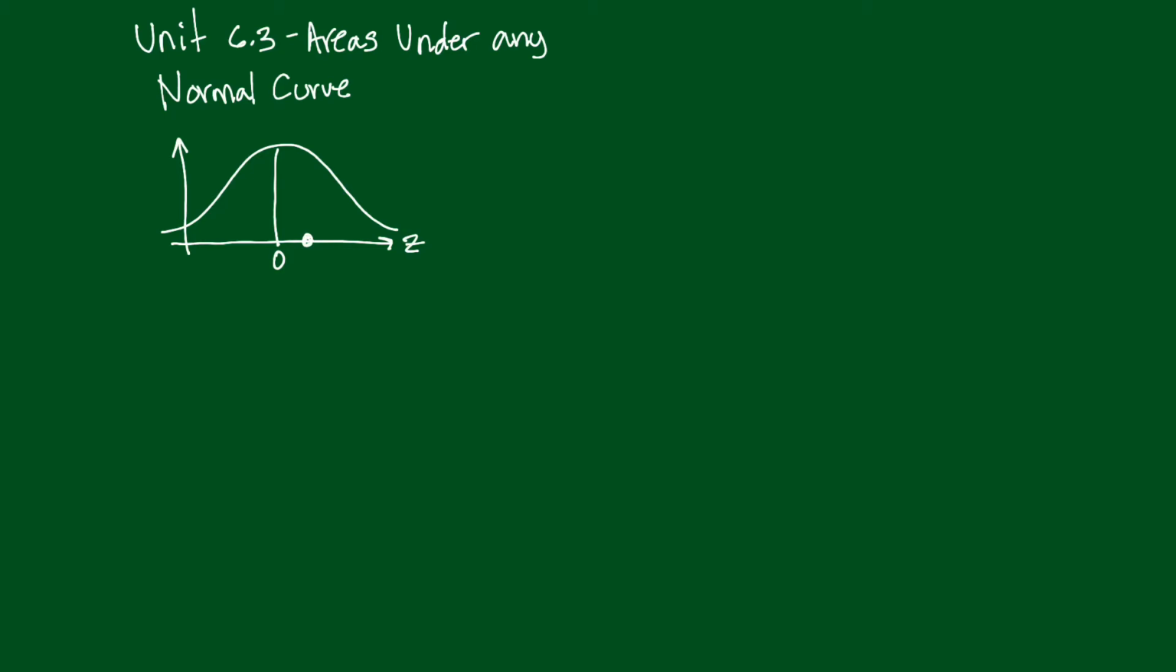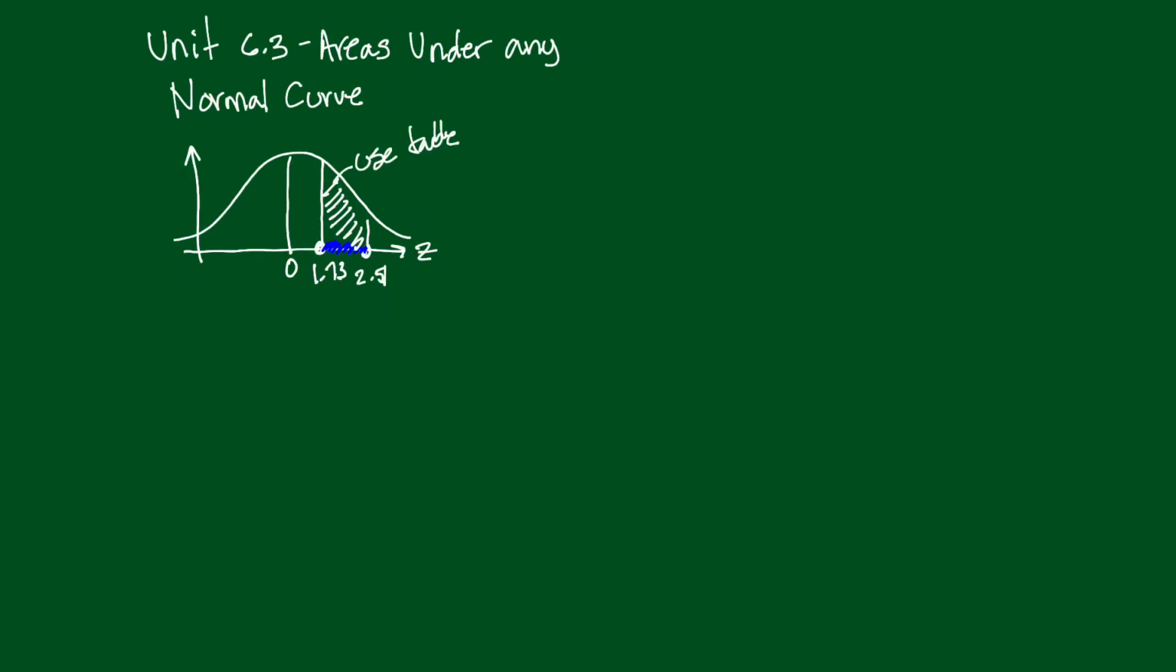We did things like find the area between, say, 1.73 and 2.51, so we wanted to find the probability of landing in that interval. A randomly picked value of z lands in that interval, and we did it by measuring that area right there. And we found that area using a table.